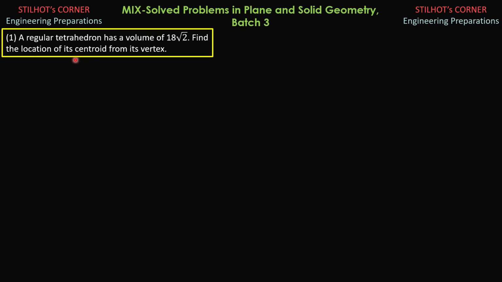A regular tetrahedron has a volume of 18 square root of 2. Find the location of its centroid from its vertex. The location of the centroid of solids in the form of pyramids, right circular cones, and like this regular tetrahedron is 3/4 of the altitude of the solid from the vertex. So from the base, it is 1/4 of the altitude.